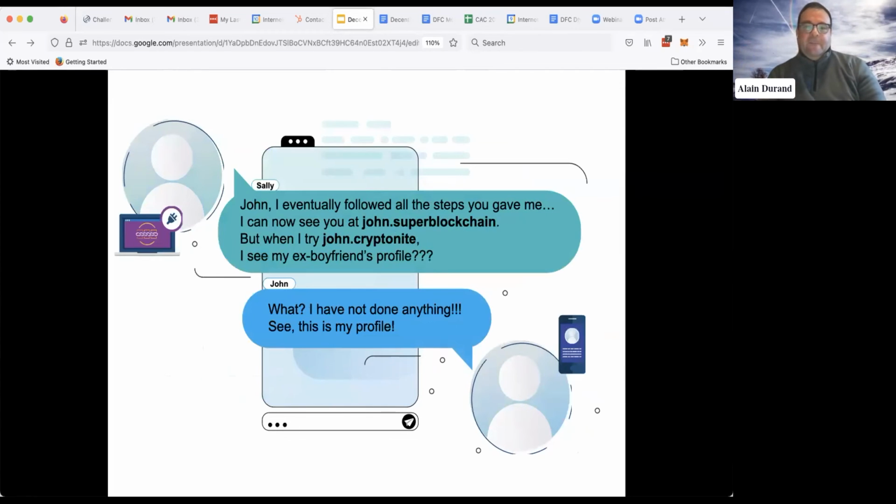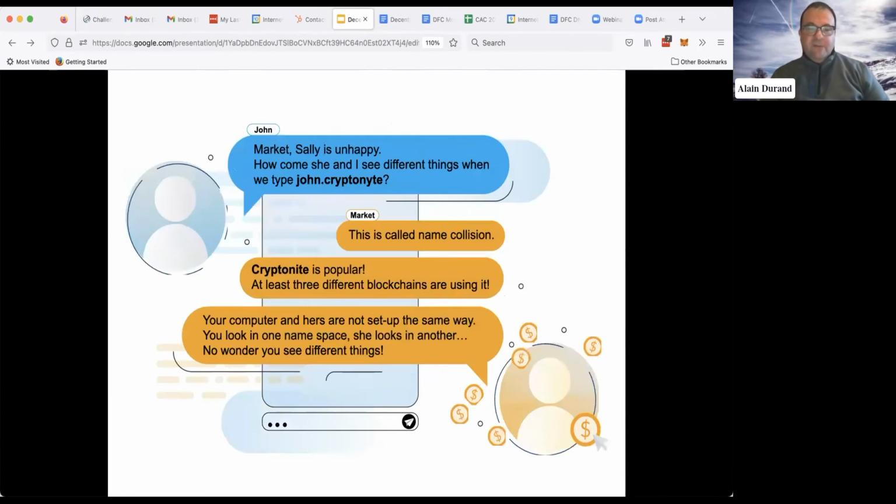Next. And a bit later, she comes back because she really likes John. John, I've actually followed all the steps you gave me, and I can see you on this super blockchain. But when I try John.Kryptonite now, I see my ex-boyfriend's profile. That's not good. What? I don't know anything. It's showing a cell phone. That's me. No, that's you. Big fight. Next.